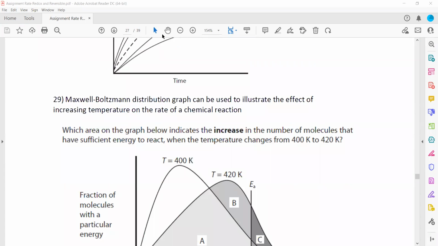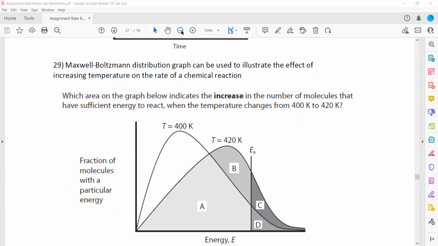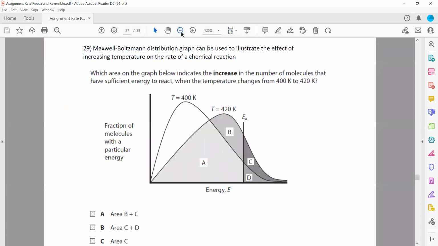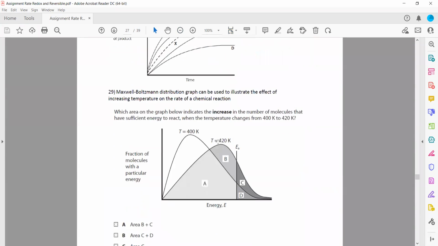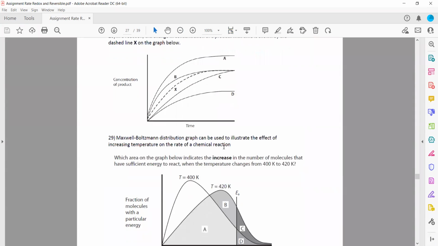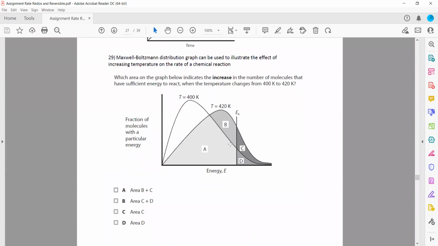Next, question 29. The Maxwell-Boltzmann distribution graph is used to illustrate the effect of temperature. Which area of the graph shows or indicates the increase in the number of molecules that will react, or that will have sufficient energy? In the beginning it was D. As you can see in the beginning, when there was low temperature, the temperature was around 400 Kelvin.